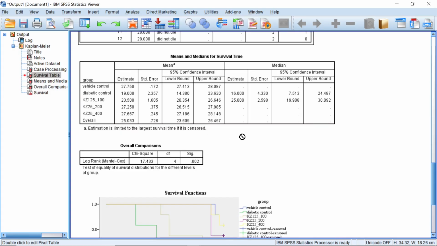Now let's go to the most important thing here. You can see the overall comparison. It tells us that there is a significant overall comparison at the level of 0.002, which means there is a significant difference in the survival rate of the 5 treatment groups. Now, this table also tells us the means and the median of survivors. So you can see the estimate of the means and then mean survivor and the median that you can find.